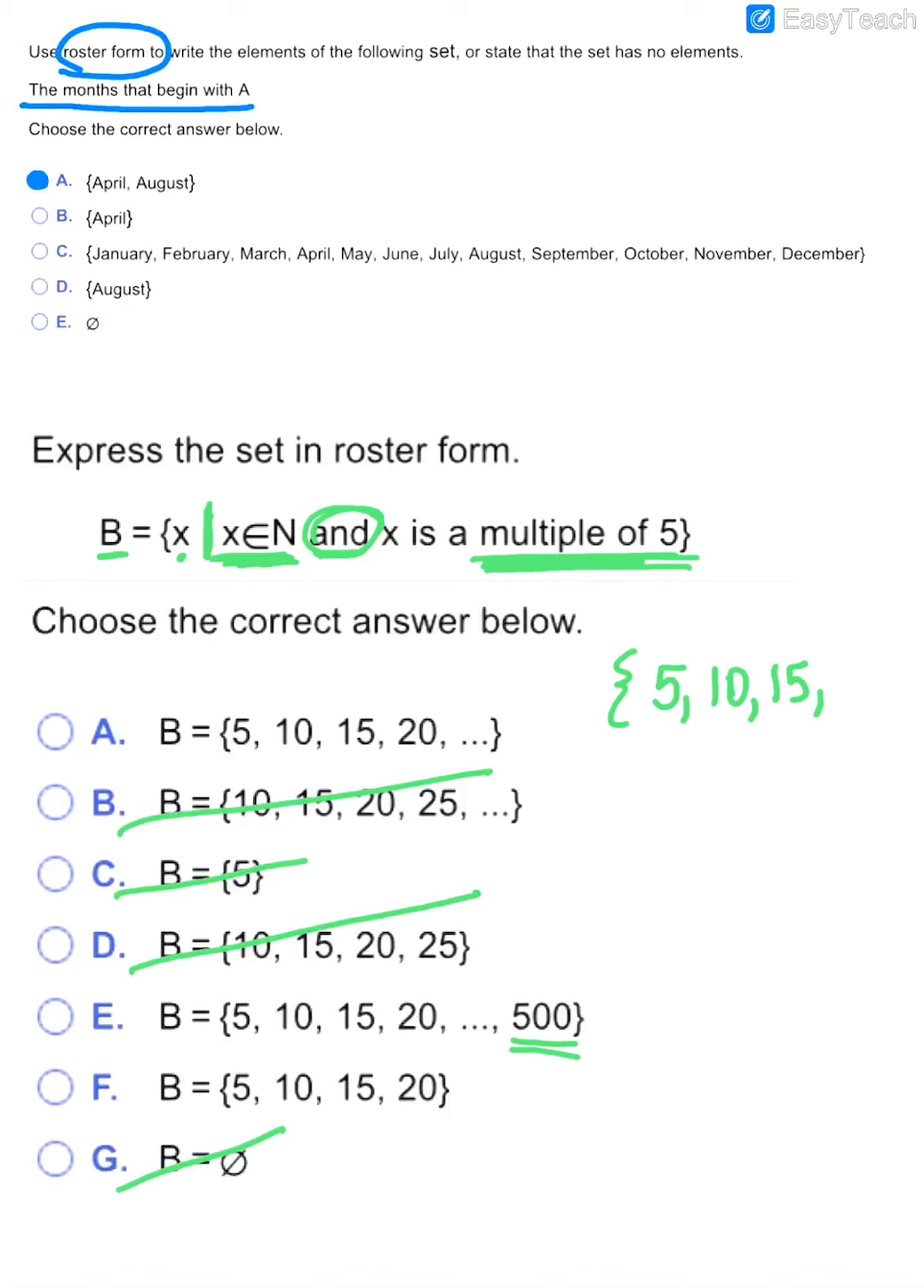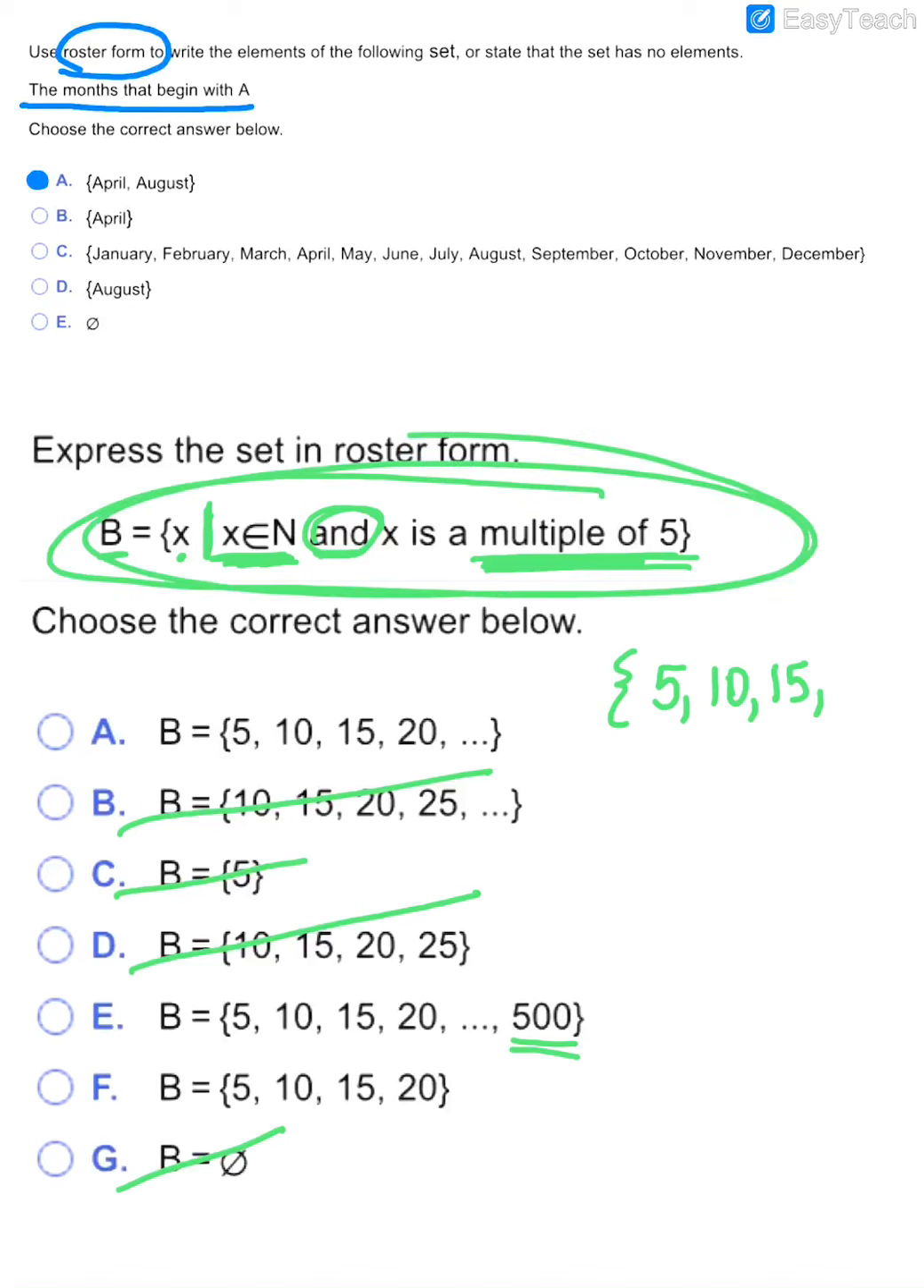Yes, it's a multiple of 5, but nowhere in this description did it tell me to ever stop at 500. And then same problem with this answer. They stopped at 20. Nowhere did they tell me to stop. So the correct answer in this case would be A. The ellipsis, or the dots, just says keep going. So it just keeps going with that same particular pattern.